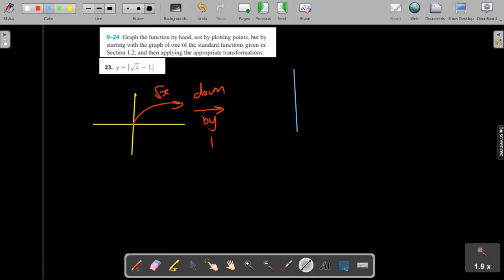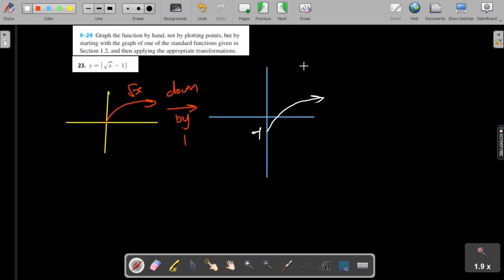Then we're going to now have this new function here. So initially it started at the origin at 0. So if we shift that down by 1, then it would be somewhere there, at -1. That's where it would start, then it will still go up like that. Okay, this is y equals square root of x minus 1, and this is just y equals square root of x.